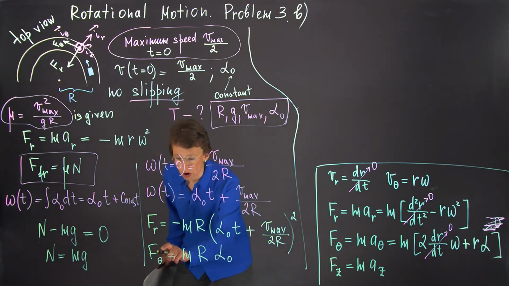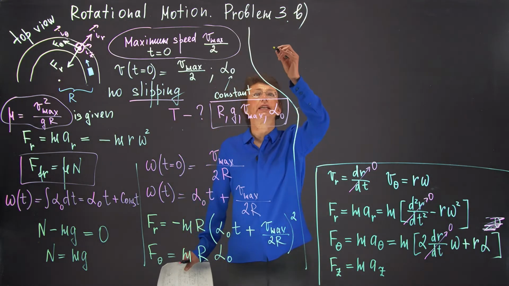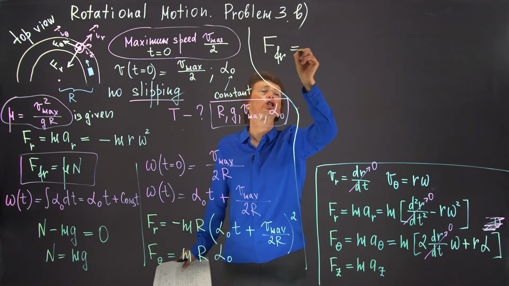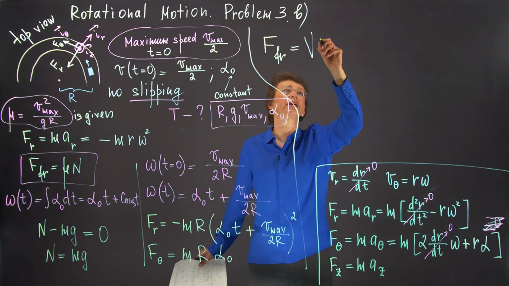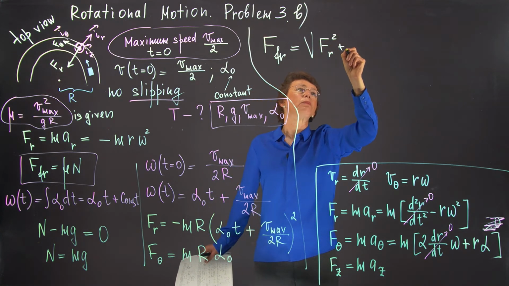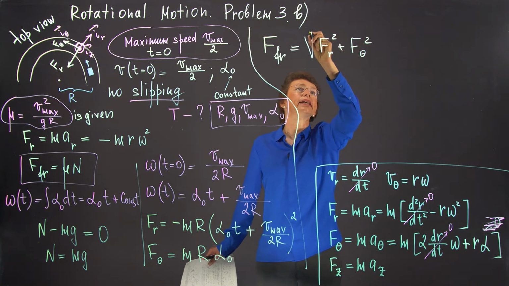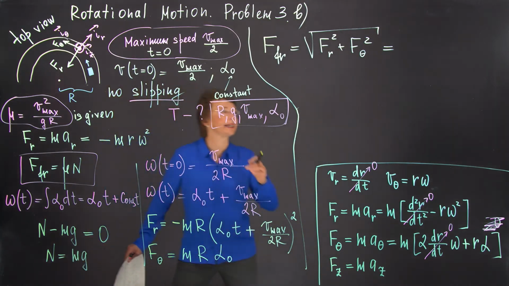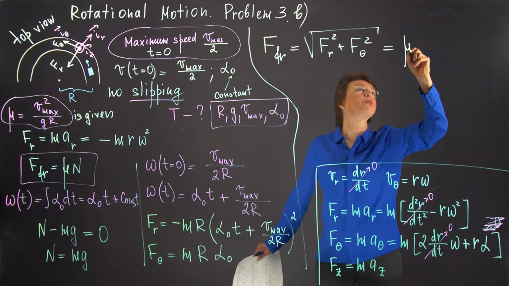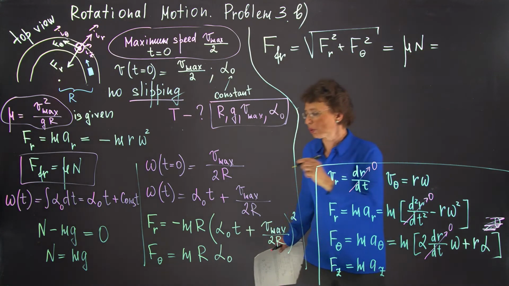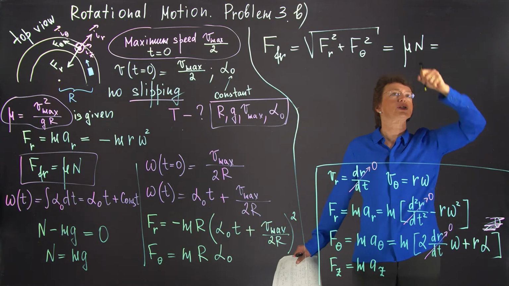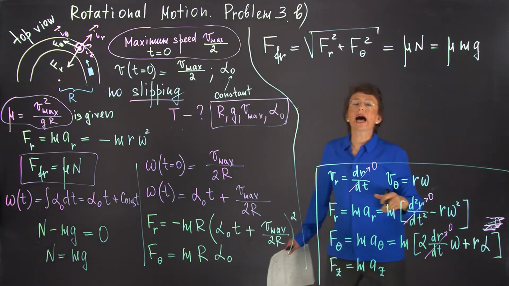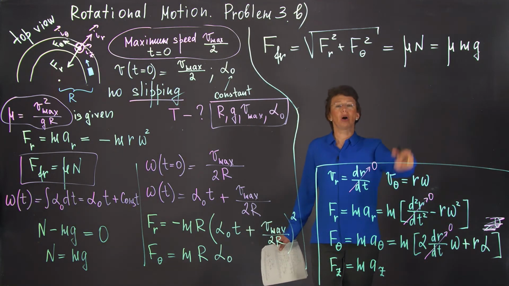Now we know both components of force of friction, F r and F theta. So I need to find the magnitude of force of friction. We find it from the Pythagorean theorem: it is F r squared plus F theta squared, square root. And this magnitude of the force of friction has to be equal to mu n, because the car is ready to slip. What is n? We already found it from the second law in projection in z direction. It is mg.